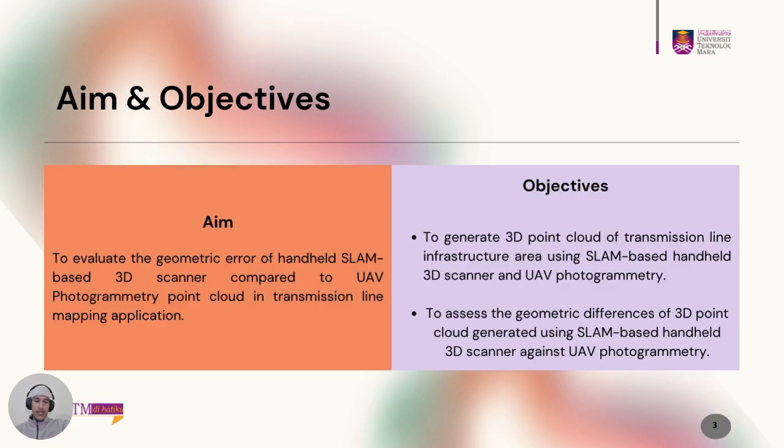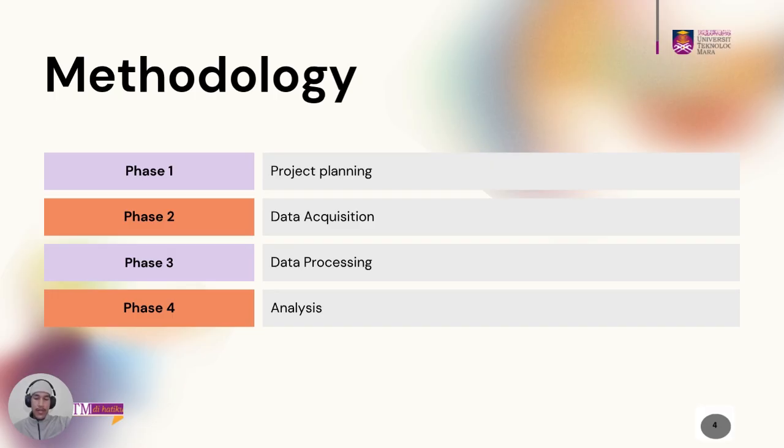The aim of this research is to evaluate the geometric error of handheld SLAM-based 3D scanner compared to UAV photogrammetry point cloud in transmission line mapping application. In order to achieve this aim, there are two main objectives. The first objective is to generate 3D point cloud of transmission line infrastructure area using SLAM-based handheld 3D scanner and UAV photogrammetry. The second objective is to assess the geometric differences of 3D point cloud generated using SLAM-based handheld 3D scanner against UAV photogrammetry.